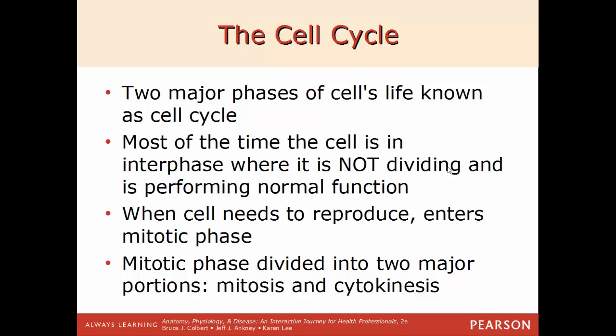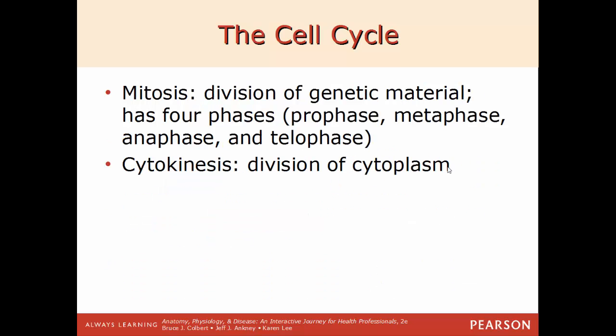So when a cell is getting ready to reproduce, that's when it enters a stage called mitosis, or the mitotic phase. And that phase is broken down into two portions. You have mitosis and cytokinesis. Now, mitosis is the division of the genetic material. So it's division of the nucleus. This is where you have prophase, metaphase, anaphase, telophase. So the copying of your DNA and then splitting those apart and creating two nuclei. The cytokinesis is division of the cytoplasm and everything inside the cytoplasm.